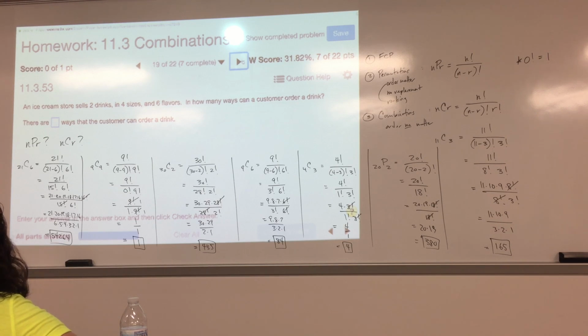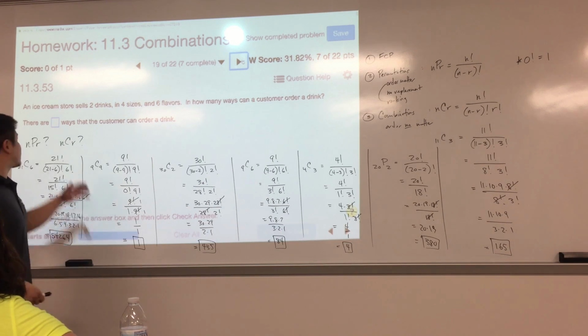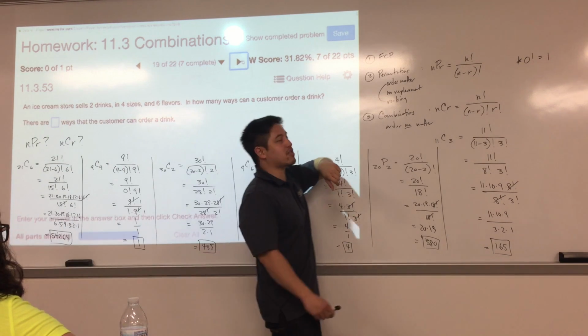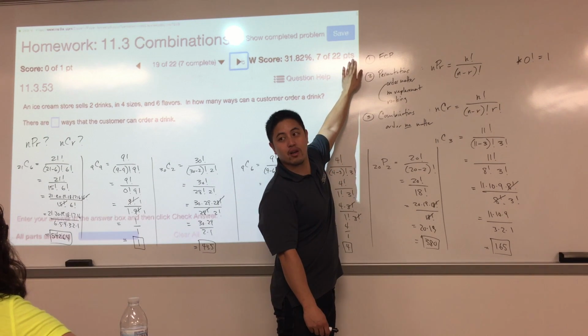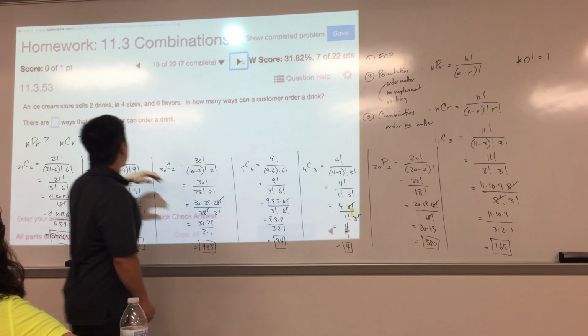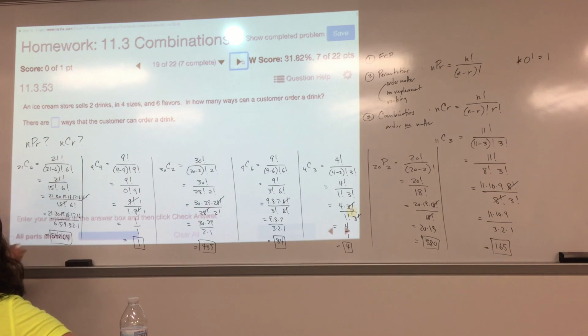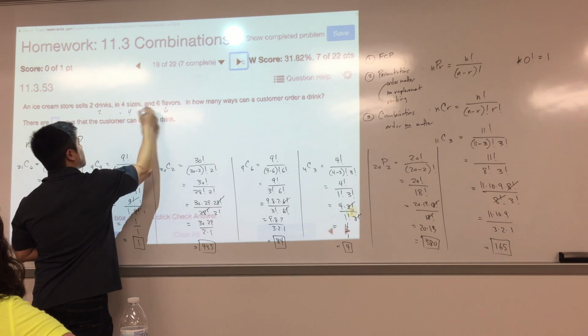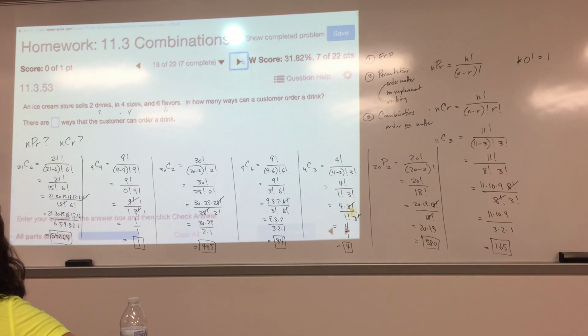An ice cream store sells 2 drinks in 4 sizes and 6 flavors. In how many ways can a customer order a drink? Use times. Yes. This is not permutations, it's not combinations, it takes you all the way back to what? Fundamental counting principle, right? This is section 11.1, don't get thrown off. 2 options here, 4 options here, 6 options here, your answer is just the product of them. Does that make sense, guys? Okay.